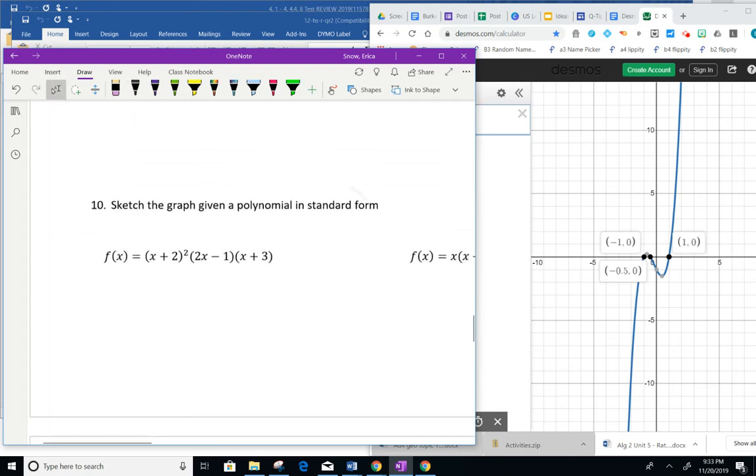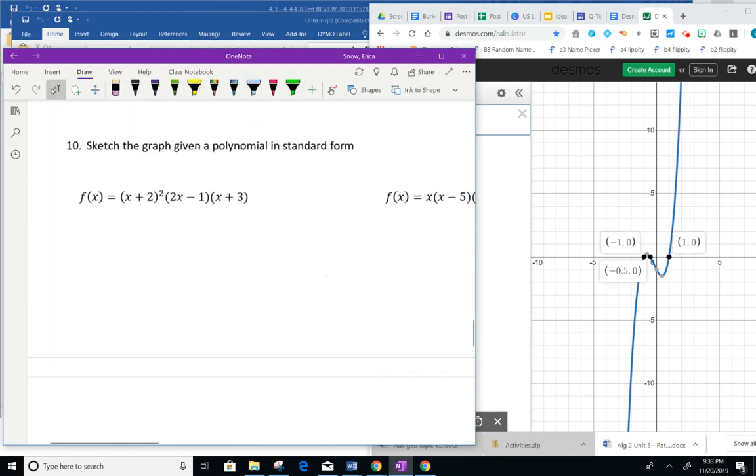All right, so now for 10, we're going to sketch these given polynomials in standard form. And so to do that, I'm going to put my axis on here. And we have a 0 at -2. We have a 0 at positive 1/2. And a 0 at -3. So -3, -2, and positive 1/2. And this is an even, and it's positive.